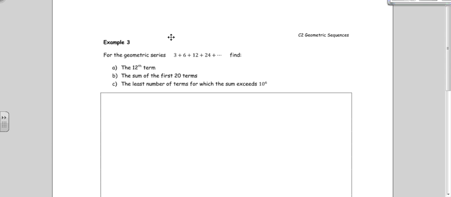C2, Geometric Sequences, Example 6. So here we have a geometric sequence, 3, 6, 12, 24. And we're asked to find the 12th term to start off with.